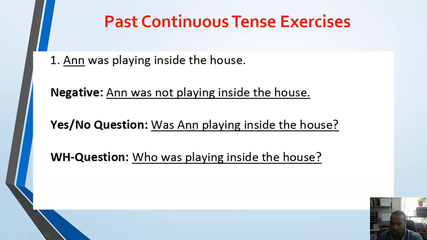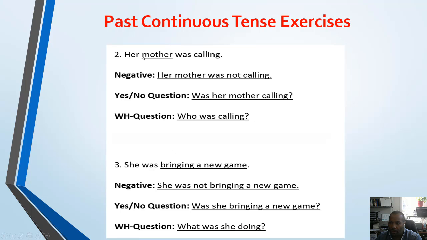So let me share my answers again with you. Number 1, the negative, Anne was not playing inside the house. Yes or no question, was Anne playing inside the house? WH question, who was playing inside the house? Number 2, the negative is her mother was not calling. Yes or no question, was her mother calling? WH question, who was calling?